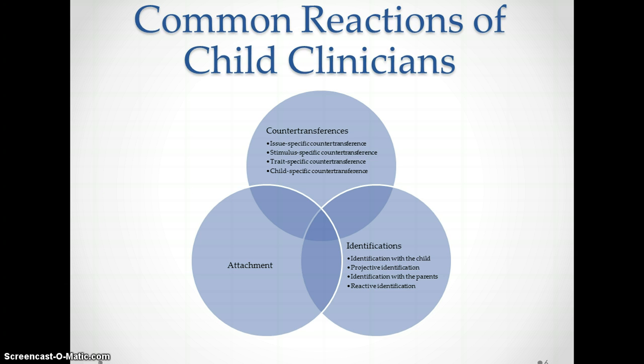BREMS discussed 4 different types of countertransferences: issue-specific, stimulus-specific, trait-specific, and child-specific countertransference. Issue-specific countertransference results from some issue the child brings to counseling, maybe sexual abuse, for example, that is a sensitive or anxiety-producing issue for the counselor.